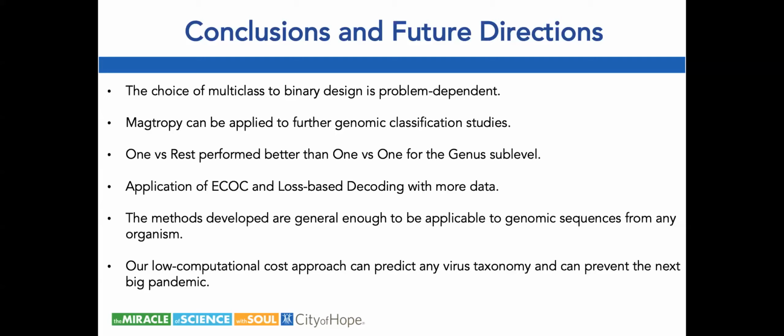The last two things I want to mention are that the methods that are developed in this experiment are general enough to be applied to genomic sequences from any organism. We're not limited to humans. We can do this for bacteria or any organism. And finally, this low computational cost approach can predict any viral taxonomy, and it can definitely be used to prevent the next big pandemic. We still have a lot of testing and experiments to go, but we're very, very confident that we have a solid approach for doing so.